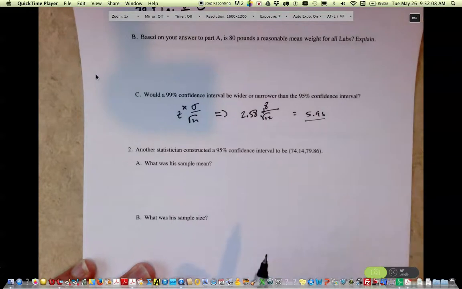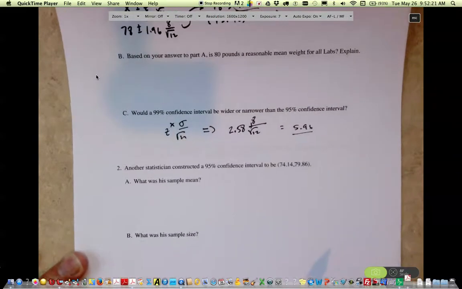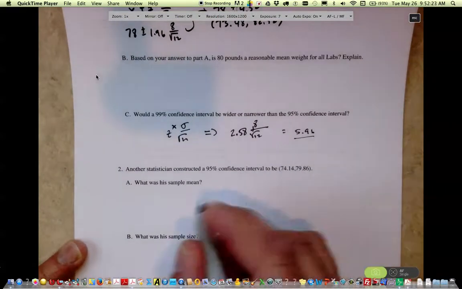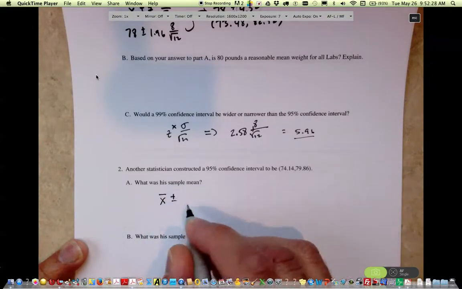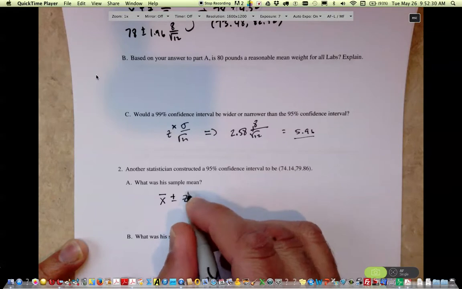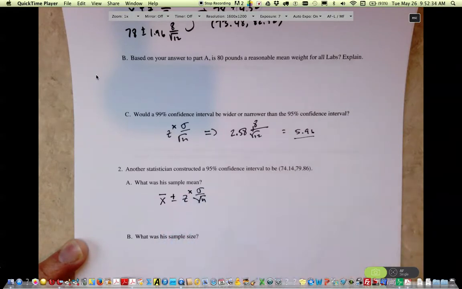Okay, for the next one, another statistician constructs a 95% confidence interval to be between these two numbers. All right, and we're going to make a couple of assumptions here again that the standard deviation is 8, and the question here is what's the sample mean, and then what is his sample size? All right, so if we think about this confidence interval, it is going to be constructed as x bar plus or minus some margin of error, in this case z star times sigma divided by the square root of n.